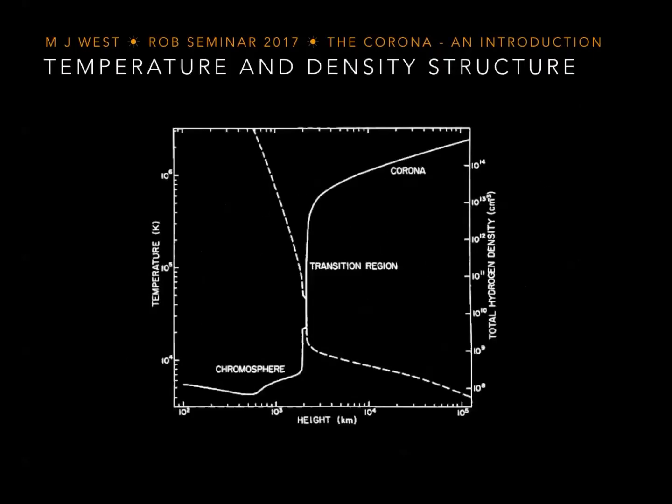If we just focus on the solar atmosphere, here I've got a plot of temperature and density against height, and the solid line is showing the temperature profile throughout the solar atmosphere. We see the chromosphere is relatively cool, similar to the photospheric temperatures, and then we see this huge jump in the temperature in the region we call the transition region, before we move into the corona.